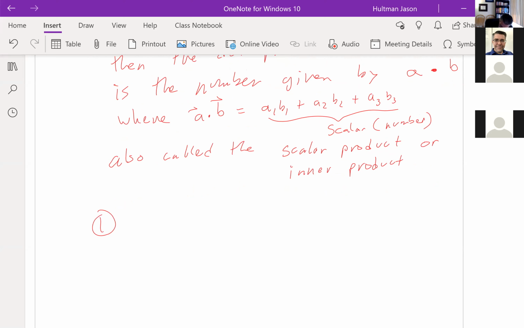Okay, number one. 2, 4 dot 3, -1. We're going to take 2, 4 and dot it with 3, -1. So what's this going to be? This is going to be 2 times 3. Multiply the first components together and add the product of the second components. So this is going to be 6 minus 4, which is 2.